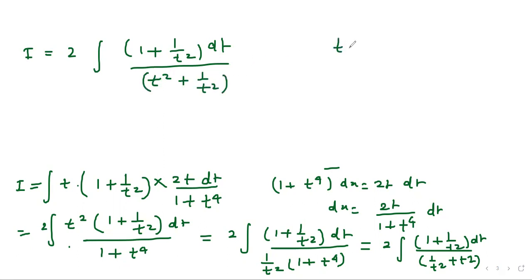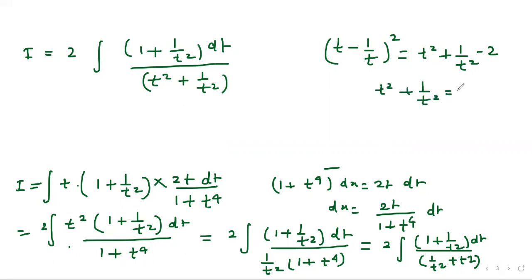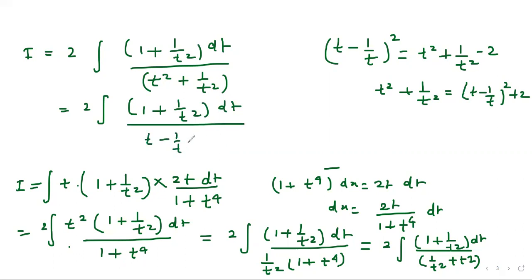And if you remember the formula, a minus b whole square, t minus 1 upon t whole square will become t square plus 1 upon t square minus twice of t into 1 upon t, which gives 2. We have the term t square plus 1 upon t square, so we can shift this 2 to the LHS. So we will get t square plus 1 upon t square equal to t minus 1 upon t whole square plus 2. So we write it as twice the integration of 1 plus 1 upon t square dt divided by t minus 1 upon t whole square plus 2.